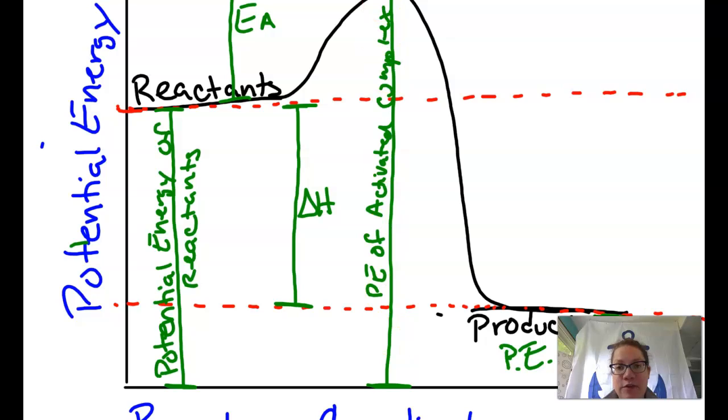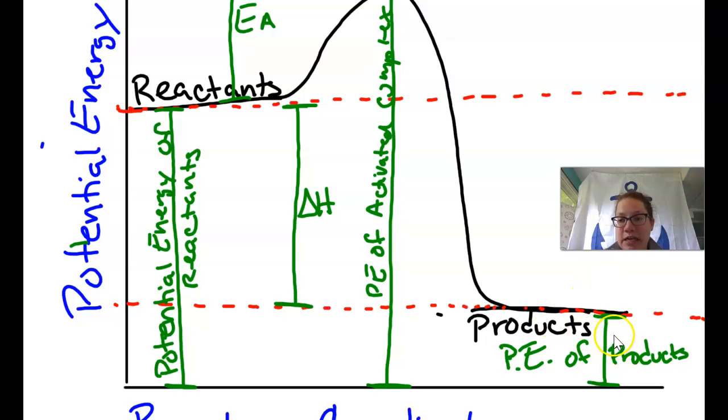I have that labeled as potential energy of the reactants, potential energy of the activated complex, and the potential energy of the products. So those are 3 amounts of energy. So there's 3 points: reactants, activated complex, products. And there are 5 amounts of energy: potential energy of the reactants, potential energy of the activated complex, and the potential energy of the products. There's 2 other amounts of energy.